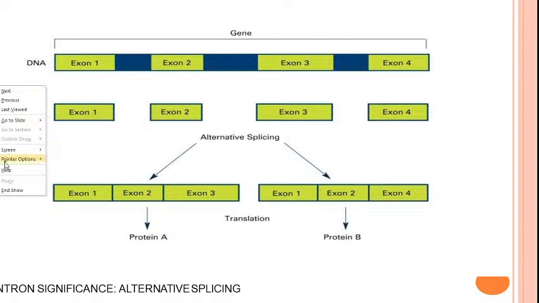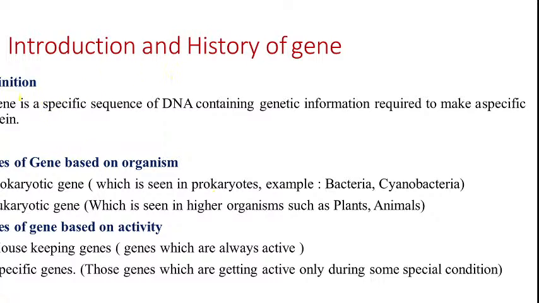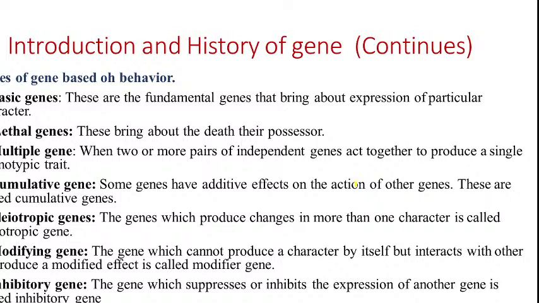We have to remove the introns and only exons will be there, which is basically the main mRNA which will lead us to proteins like protein A and protein B. Now again, a gene is a sequence of DNA which contains the genetic information required to make a specific protein. We have prokaryotic genes as well as eukaryotic genes. We have done it also.